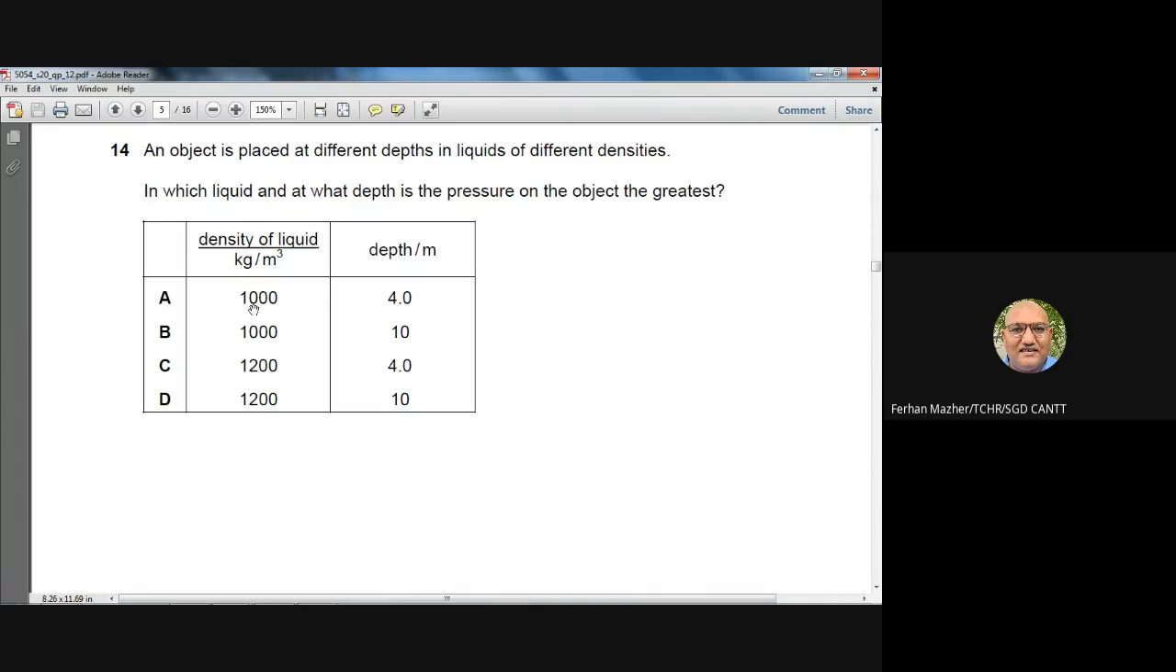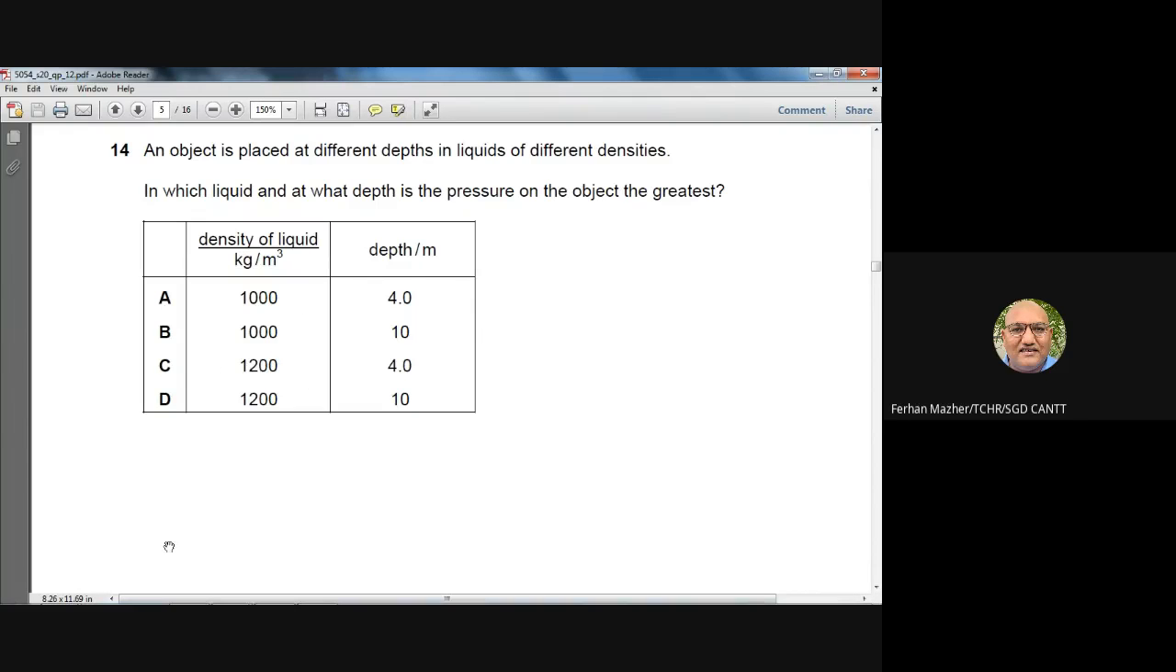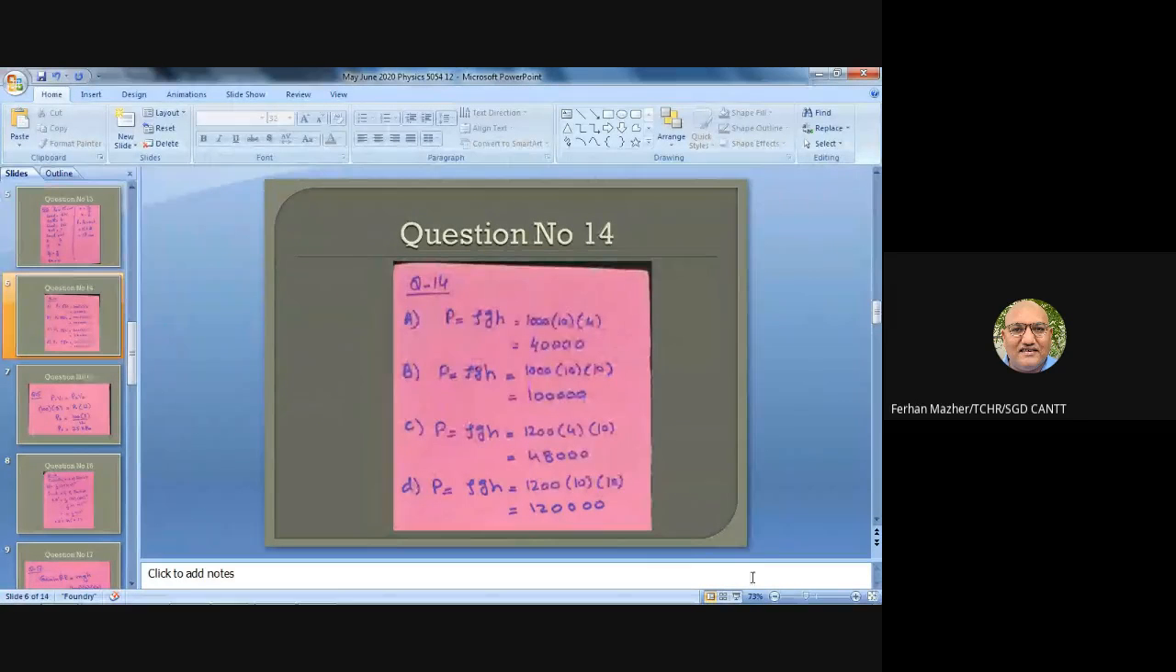Okay, so here the density is given and the depth is also given. The g value is 10 Newton per kg. So we can do the calculation and find the pressure for option A, B, C, and D. And then we will see where we have the greatest pressure. I've done this on a paper. Let me show you.